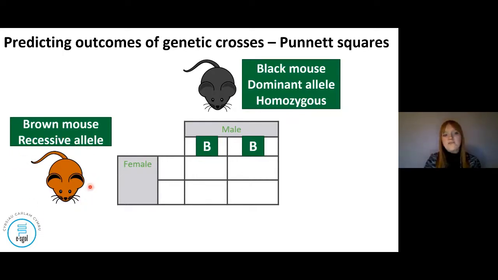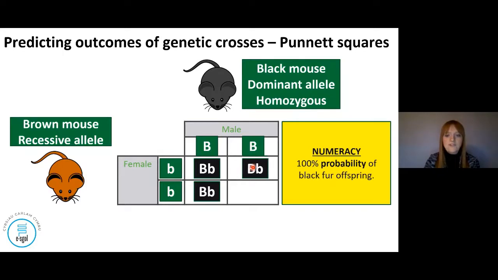Because she's got a recessive allele, she must be small b, meaning that she's inherited 2 copies of the recessive allele. So her egg cells are all going to contain the recessive allele. To fill in these 4 boxes, it's called a genetic cross, we cross them. So this sperm is going to join this egg in this box here to give us capital B, lowercase b. This sperm is going to join this egg in this box.